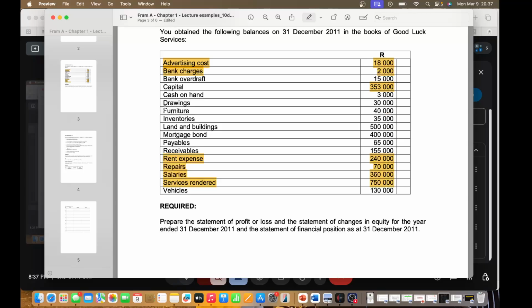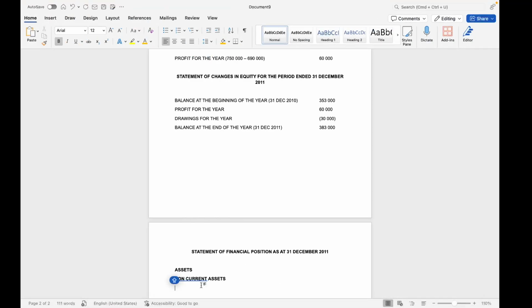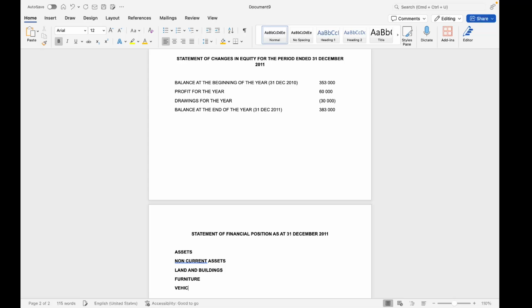It's going to be furniture, land and buildings, and mortgage bond. No, mortgage bond is not an asset, that's a liability. Sorry, furniture, land and buildings, and vehicles. Yes, because these are assets, and usually the company keeps them for more than 12 months. So if we have those ones, we can just come down and write them here. We can say land and buildings, furniture, and vehicles. And then the amounts, of course, we can also write them here.